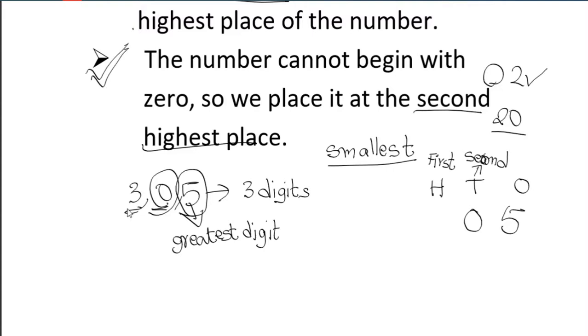Now 3 in the hundreds place. So the number becomes 305. So by using 3 digits we create a 3 digit number. Instead of that, if you place 0 in the hundreds place, it becomes 0, 3, 5. That is just a 2 digit number, not a 3 digit number, which is wrong. We have to create the 3 digit smallest number. For that you have to write 0 at the second highest place. Okay children, practice with some more examples.